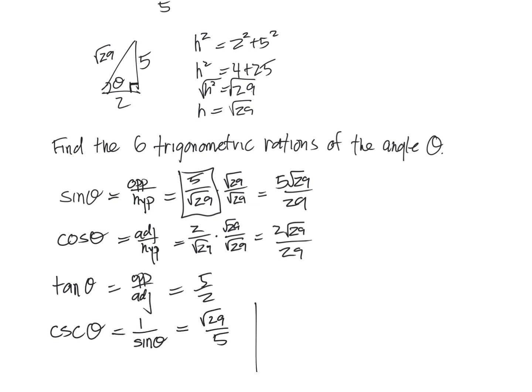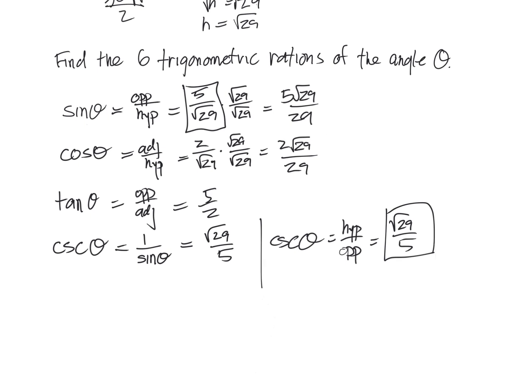That's one way. But we also have that cosecant was hypotenuse over opposite. So if you feel more comfortable just sticking to the fundamentals, hypotenuse is root 29, opposite is 5. And this way is perfectly fine. I just wanted to make sure that you had other options.